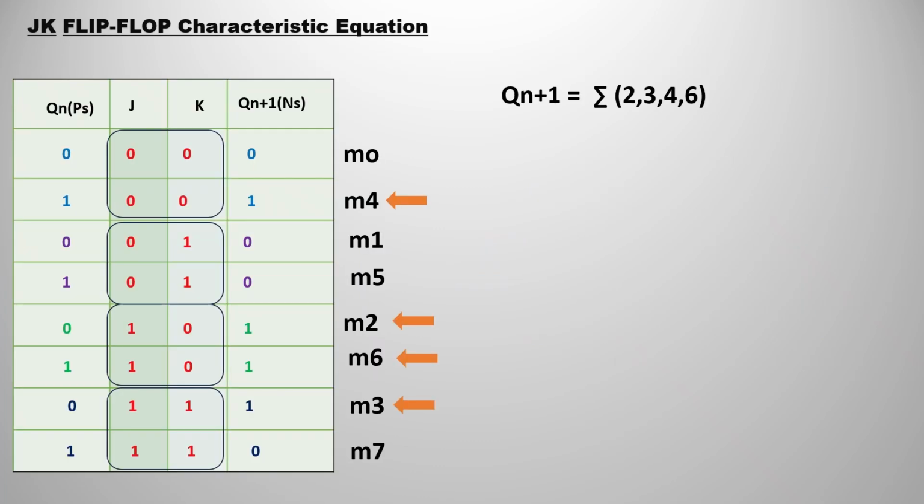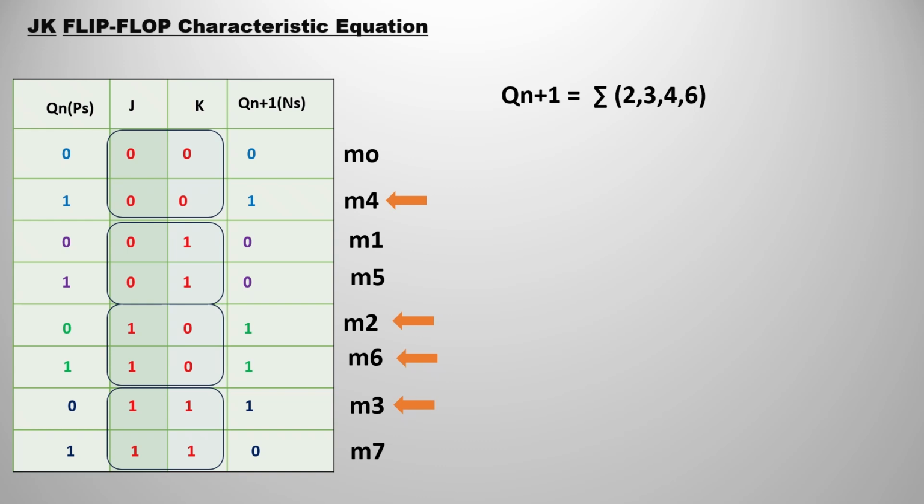The next thing we are going to see is the JK flip-flop characteristic equation. For that we are going to have the truth table, which in this case we call the characteristic table. If you see the first column, that is Qn, the present state, then JK, and the next state, that would be Qn plus 1. Basically, the characteristic equation means the output expression in terms of the inputs and the present state, that is, Qn plus 1 in terms of J, K, Qn. That can be obtained with the help of the truth table only.